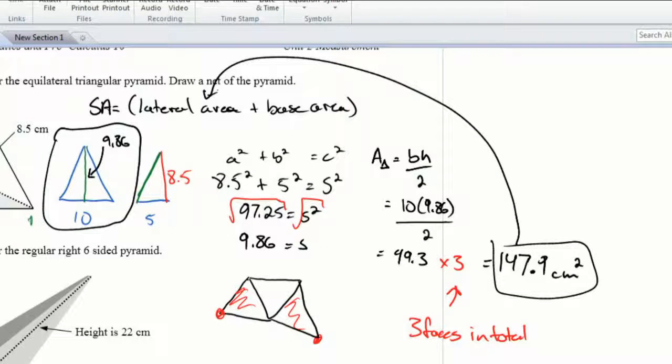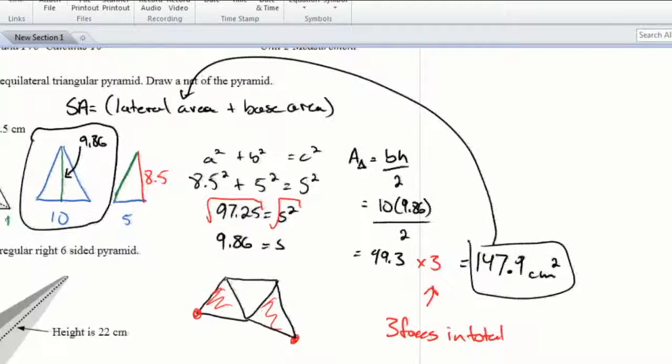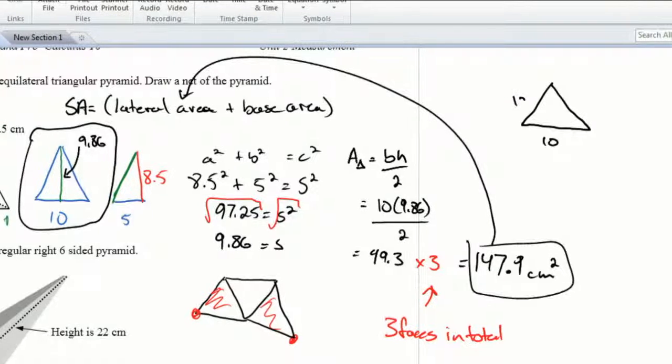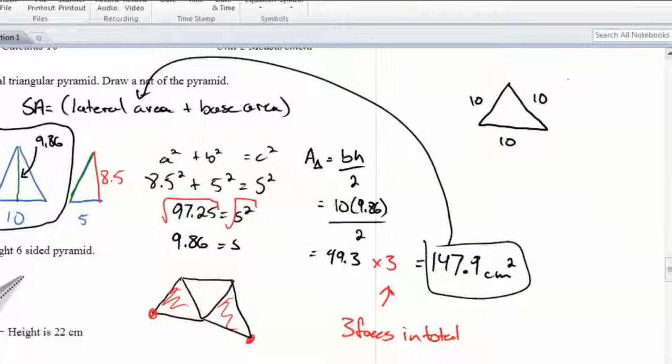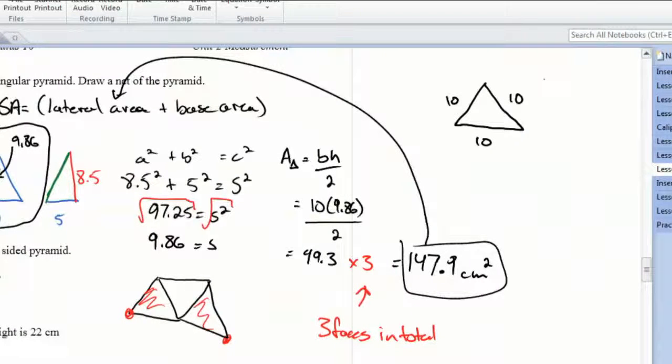And then I need to find the base area. Now I have almost completely run out of room, so I'm just going to go over here. If this triangle is my base, I have 10 by 10 by 10. It says it's an equilateral triangle for the base. So what do I need to do? Anytime I'm trying to find the area of a triangle, it's going to be base times height.